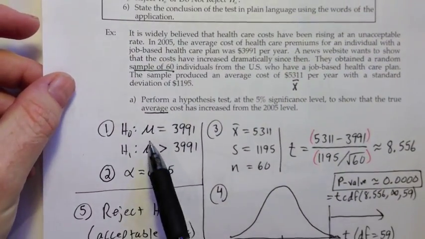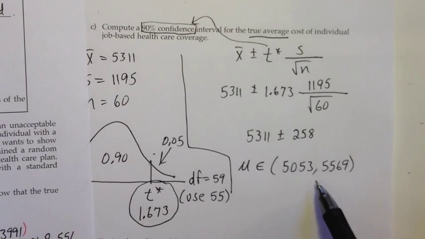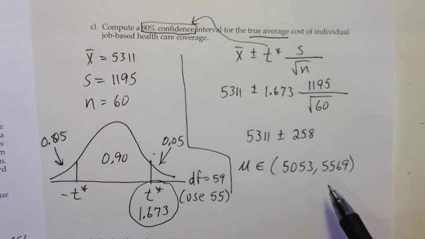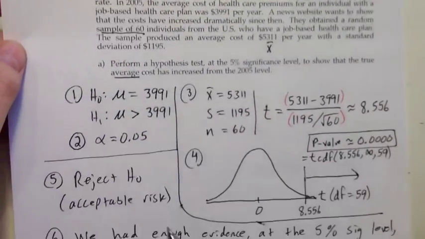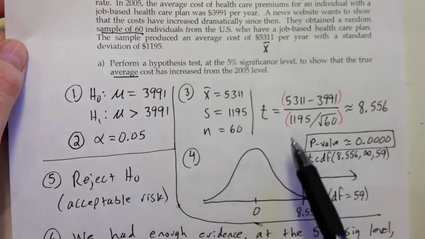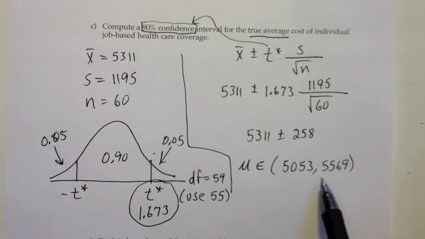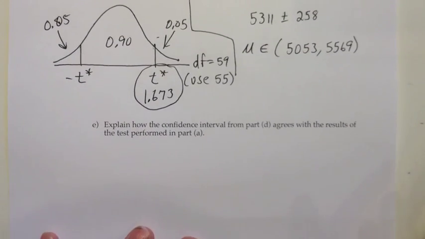But if we look back at the original problem that we're doing the hypothesis test on, the claim was that the mean was 3991. That's not in our interval, that's nowhere near our interval. So if we believe this interval, it's hard to believe H0, and that's why we ended up rejecting H0, because it's not consistent with the x bar we got, which makes us believe that the true average is somewhere in the $5,000 range. And I just basically answered this last part.